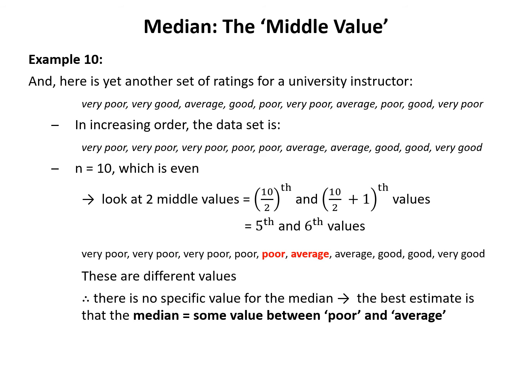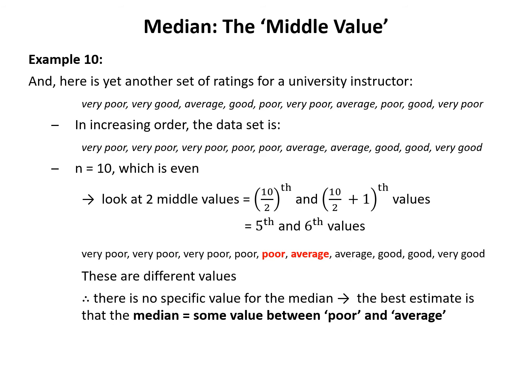In example 10, we have yet another set of ratings for a university instructor. Now this is very similar to the last example. We've got, once again, n equals 10, which is even, and this is ordinal data. So we're going to be looking at the two middle values, which will be the fifth and sixth values. And in order for there to be a specific median, those two middle values have to be the same.